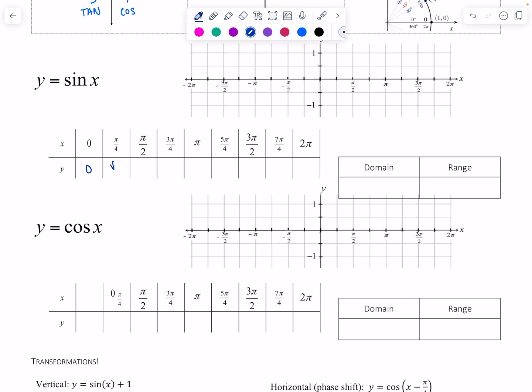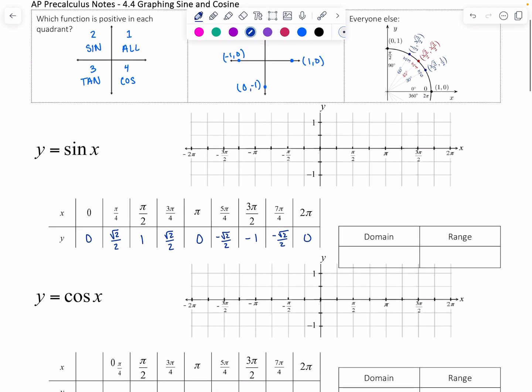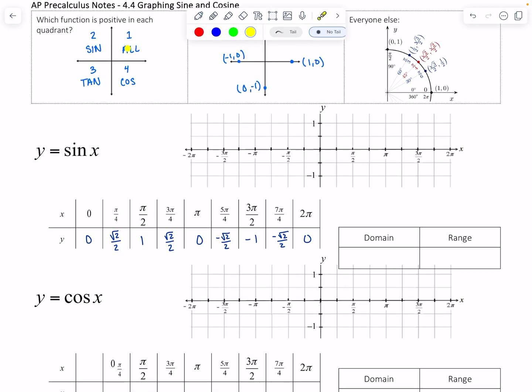Pi over 4 is going to be root 2 over 2. We're going to go all the way up to 1. We're going to come back down through root 2 over 2. We're going to go through 0. And then we start moving through some of our negative values here. So we have negative root 2 over 2, negative 1, negative root 2 over 2, and back to 0. And again, we keep up that pattern of positive, positive, negative, negative.